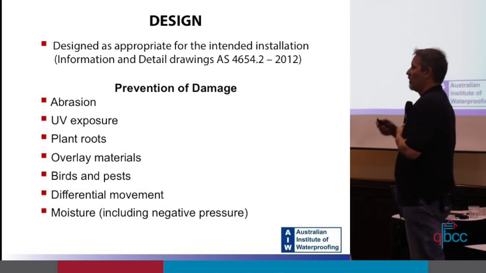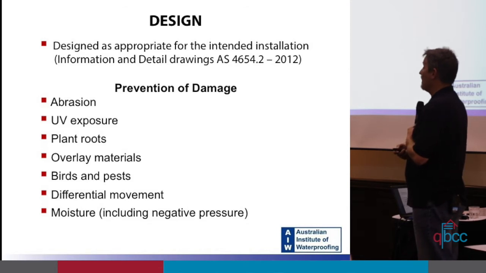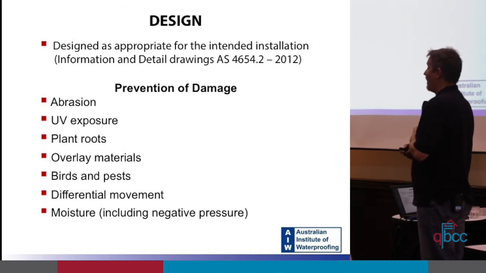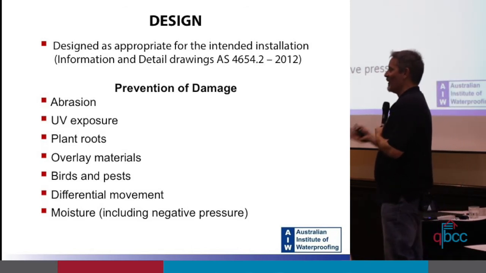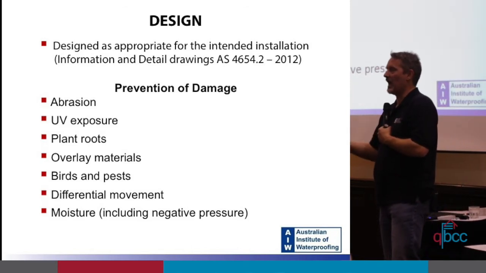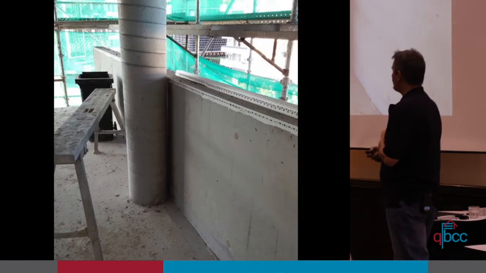Damage to a waterproofing system can happen from abrasion, UV exposure, plant roots, overlay materials like what you put on top of the membrane, birds and pests can have an impact, and differential movement. Oh, and moisture, including moisture coming from the negative side, which is the other side of the membrane.